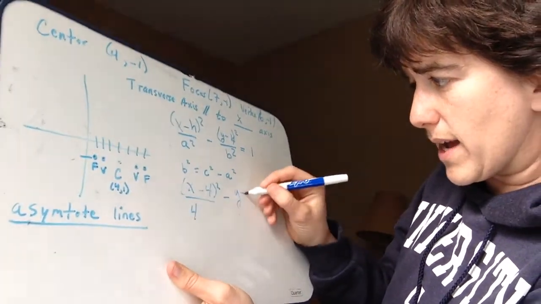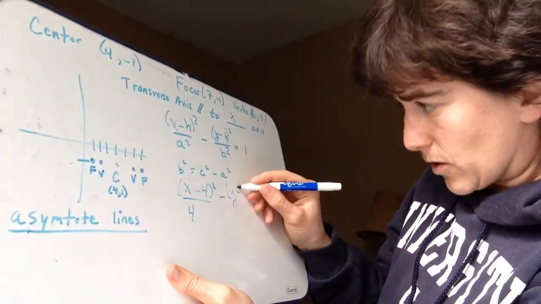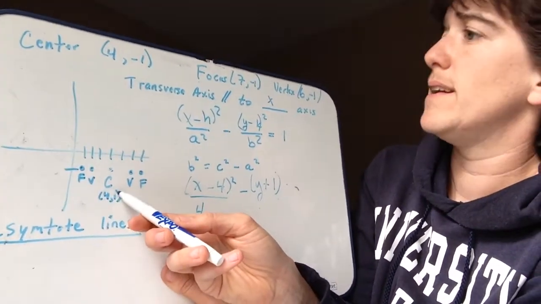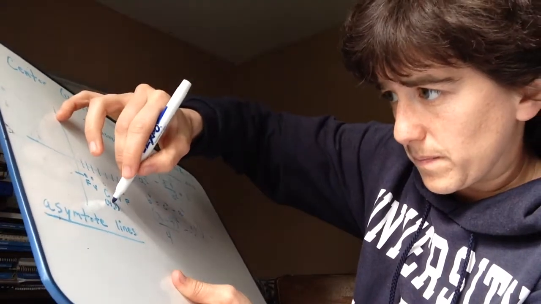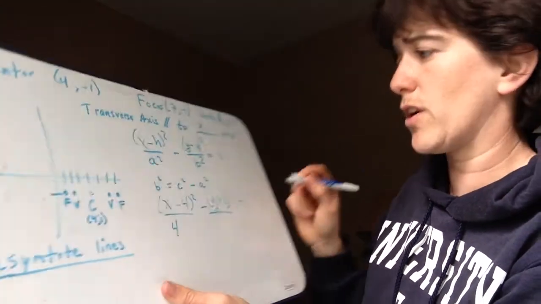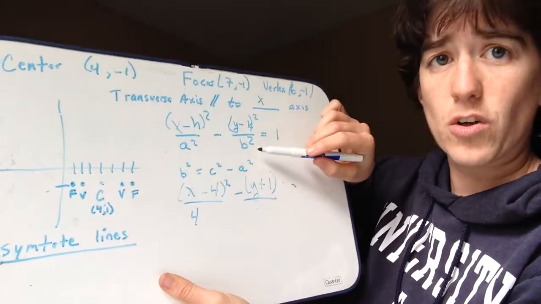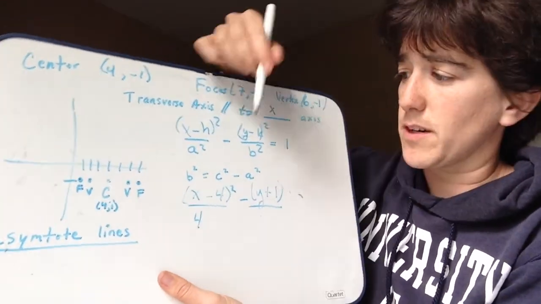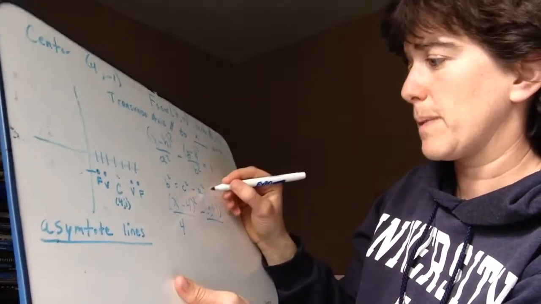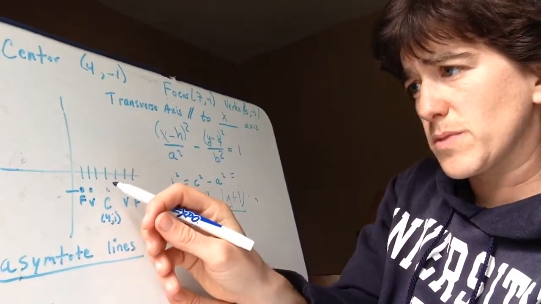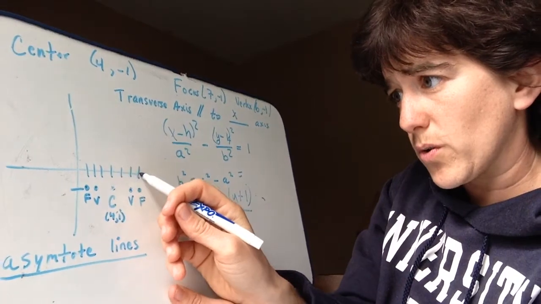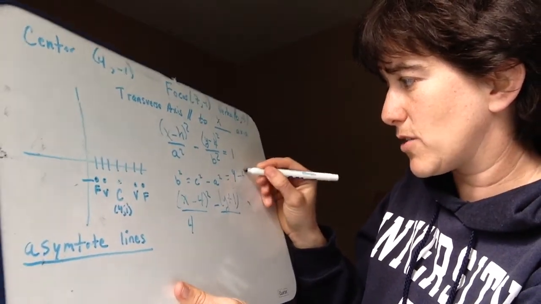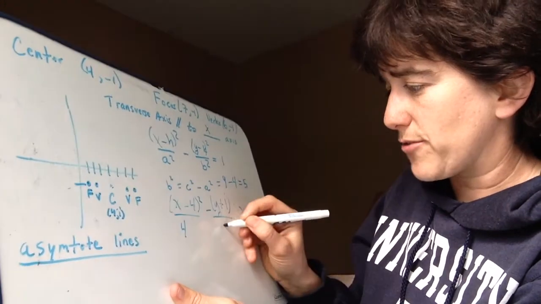Likewise, I can go y minus, it's going to become a positive 1 because my y value is negative 1, over, well, you and I need to solve for b squared. So b squared is going to be c squared minus a squared. My c distance from the center is 1, 2, 3, so that makes it 9 minus 4 equals 5.